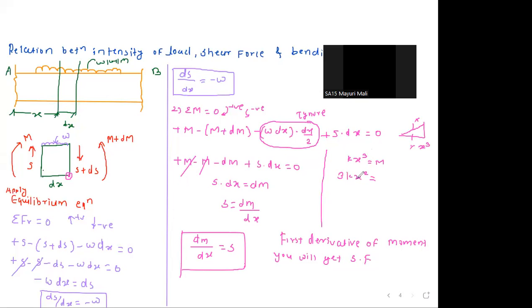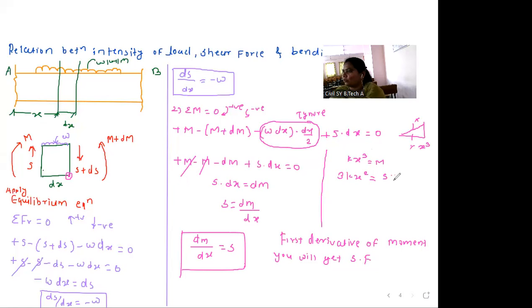3kx square, which is equal to the shear force. This is the bending moment equation. After that we will take the first derivative, that means 3 into 2 is 6k into x, which is equal to the intensity of loading.